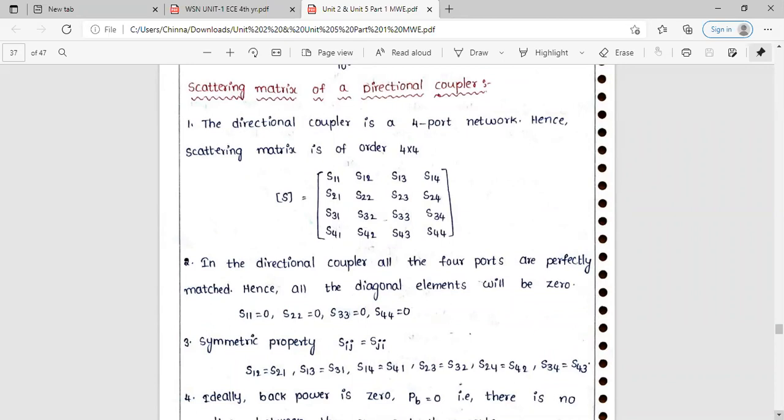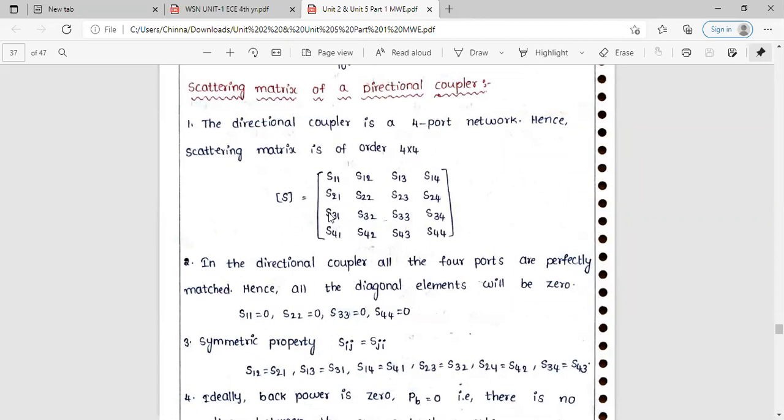So coming to the scattering matrix of the directional coupler, it is similar to the previous cases: magic tee, E-plane and H-plane. The directional coupler is a 4-port network, so the scattering matrix is a 4x4 matrix. The S matrix will be initiated the same, S11 and so on.